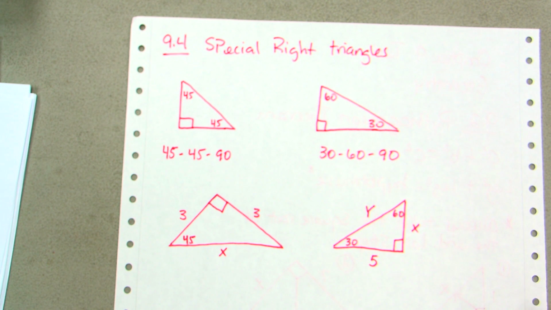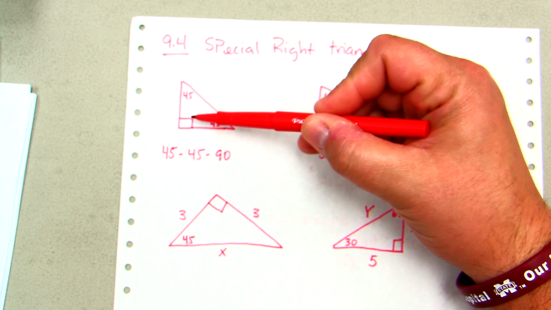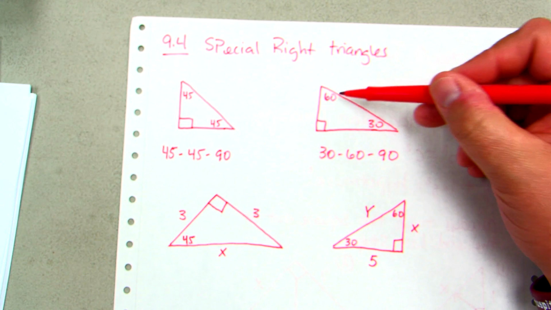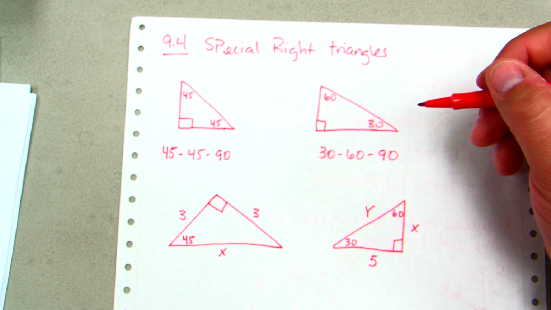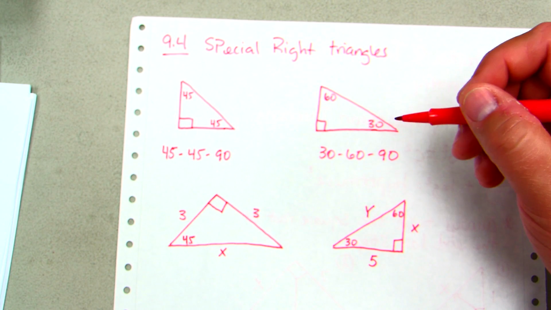All right, we come to two special right triangles that are formed based on angle measures. So when we have a 45-45-90, and then when we have a 30-60-90, some unique relationships between the angles and the opposite sides occur.